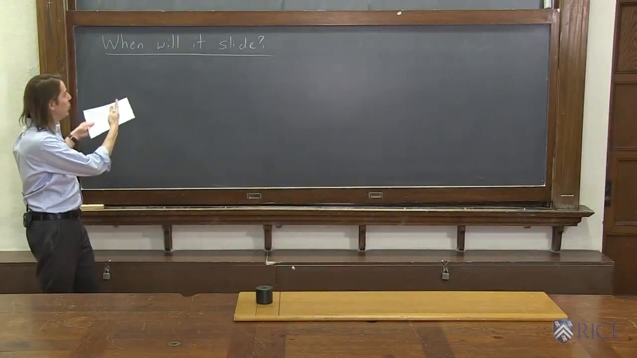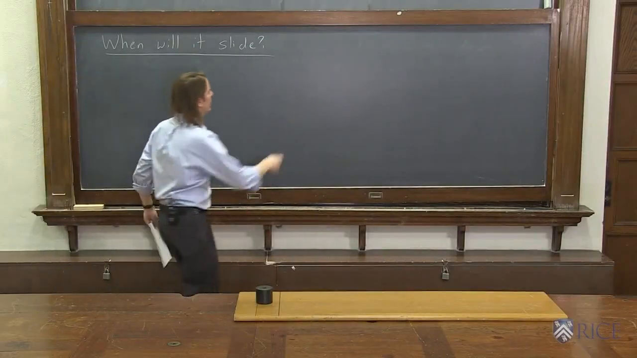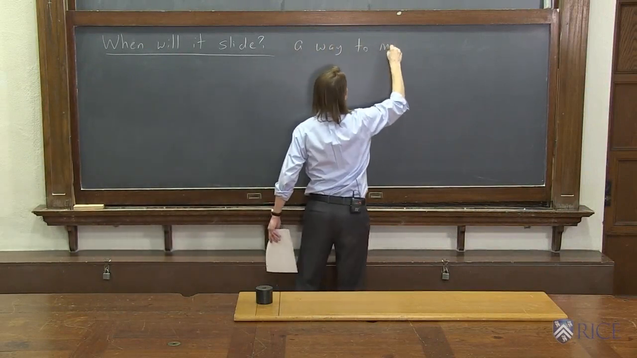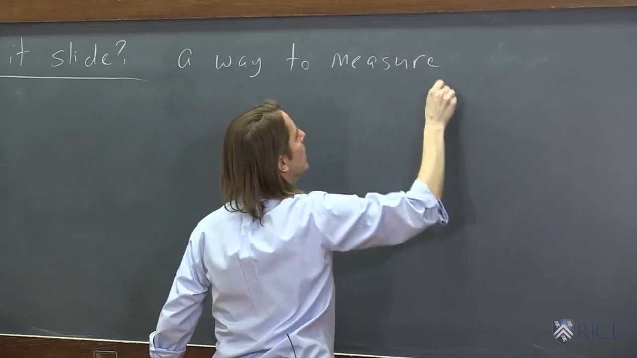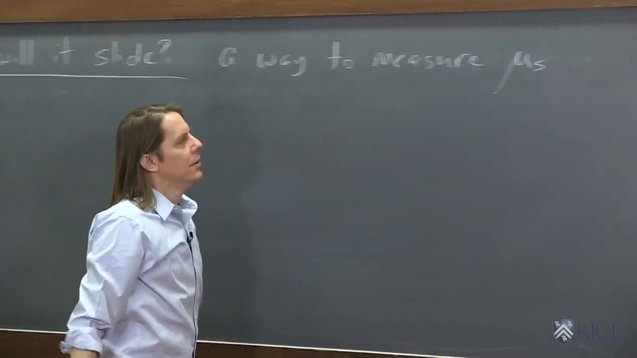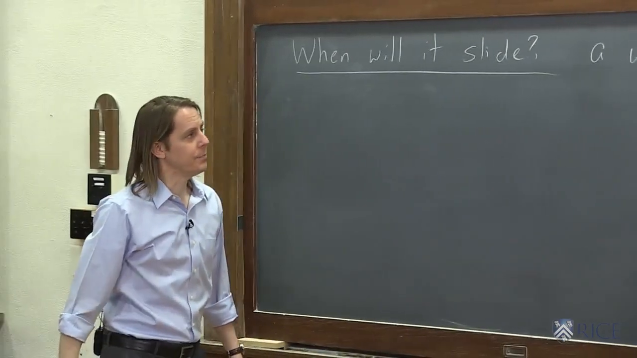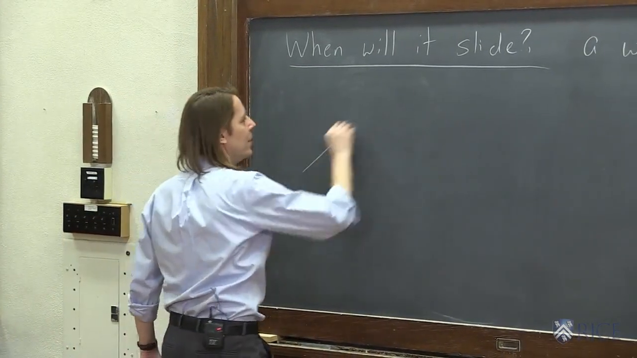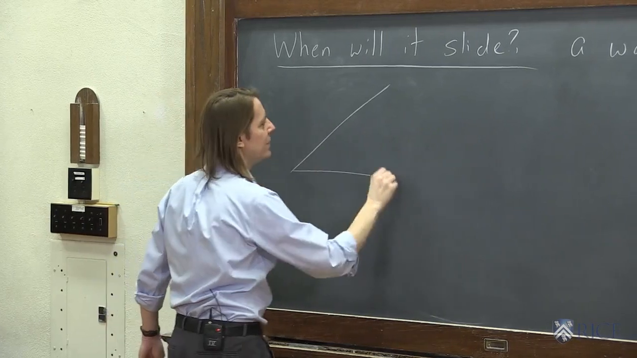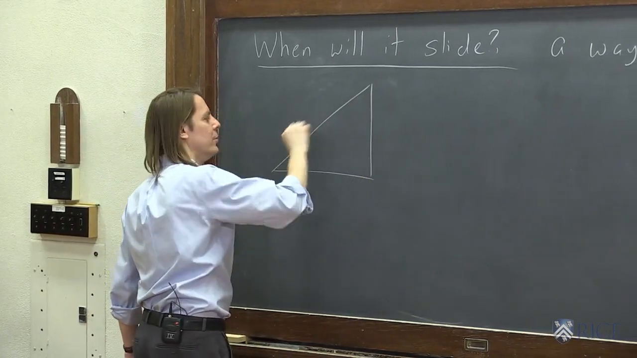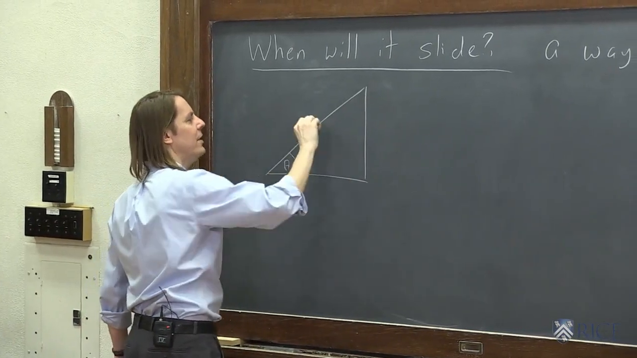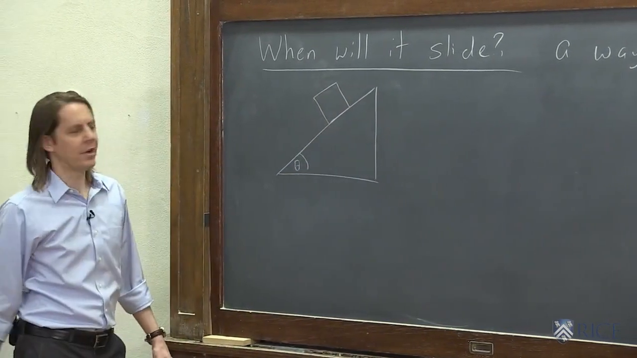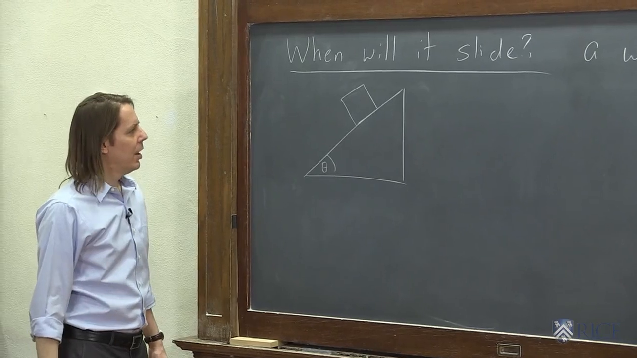I call this one When Will It Slide? And the subtitle is A Way to Measure μs, the coefficient of static friction. So when will it slide is a standard mass on an inclined plane problem. So here's your incline at theta, and you put a block on it. And you just ask what's going to happen to the block.